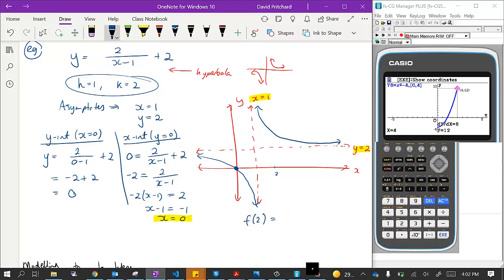So we've got 2 over 2 take 1 plus 2. So 2 take 1 is 1, 2 over 1 is 2, 2 plus 2 is 4. So a secondary point would be that we've got 2, 4. Now you can do that as many times as you like if you're unsure, if you're having trouble sketching it.